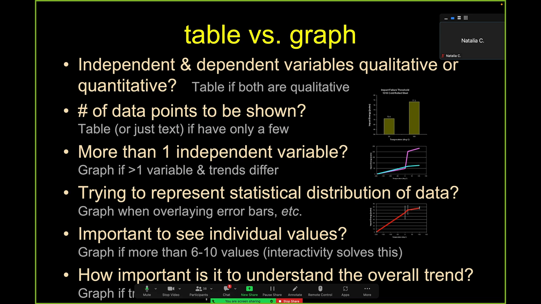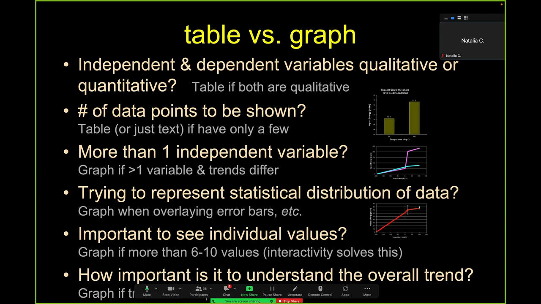If we have independent and dependent variables that are qualitative or quantitative, tables can do both there. The number of data points that we show is usually more in a graphical version, whereas with a table, we just get overwhelmed once we start to get above 20, 30 numbers. Sometimes you need to, but generally speaking, we can get more data crammed into a visualization and elegantly get it in there relative to a table.